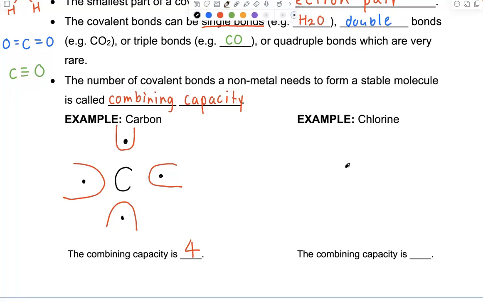If we take a look at chlorine, chlorine is going to have 1, 2, 3, 4, 5, 6, 7 valence electrons. So it has the capacity of this one singular electron to combine with another atom. So this combining capacity is only 1.